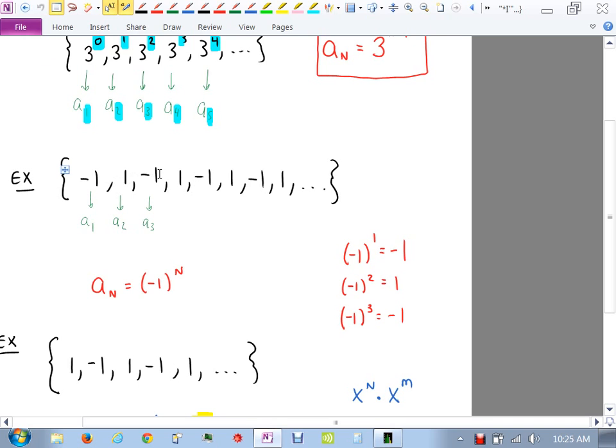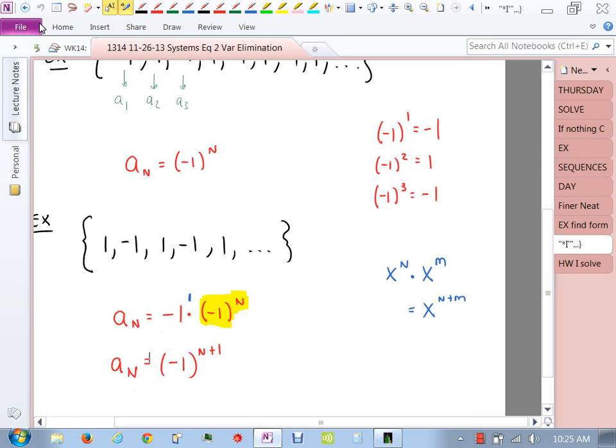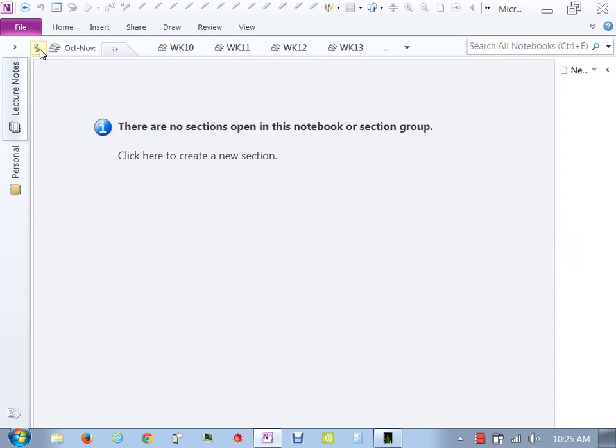Don't worry. Okay, this creates alternating, right? Negative 1 to the n creates alternating starting with the negative. Negative 1 to the n plus 1 creates alternating starting with the positive. Positive, then negative, then positive, then negative. Just keep this in mind, okay? Let's now revisit this problem.